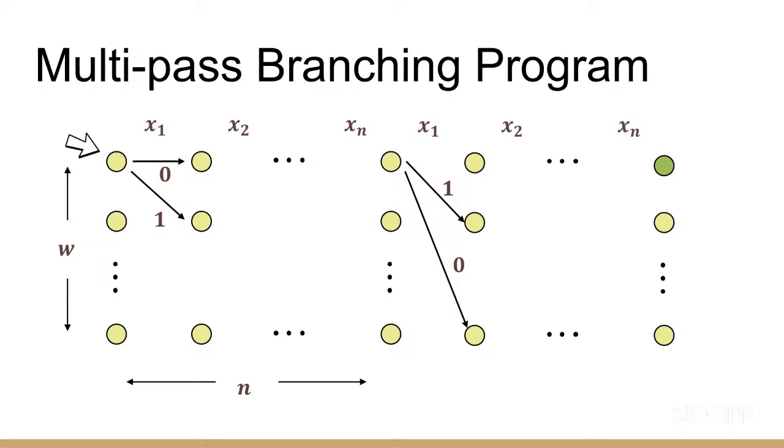Is there any difference between a three-pass branching program and a read-once one? Yeah, because you're reading the same input. Instead of x1 to xn, it would be like x1 to x3n. Yeah, it's the same input bits you're reading again.